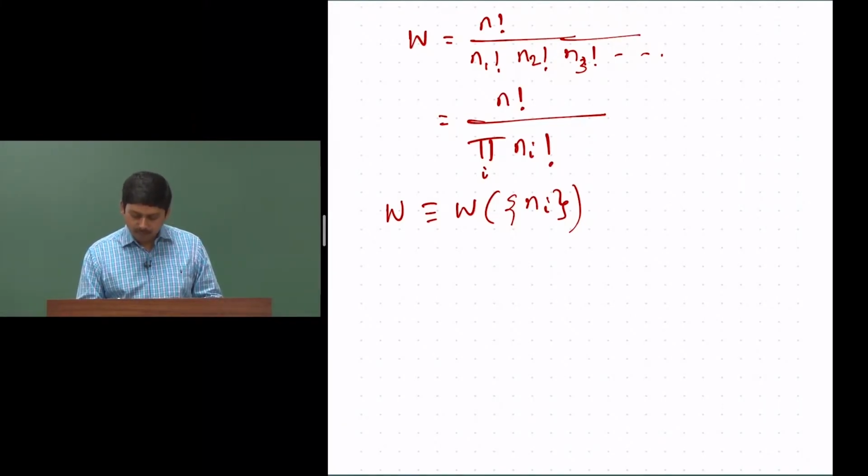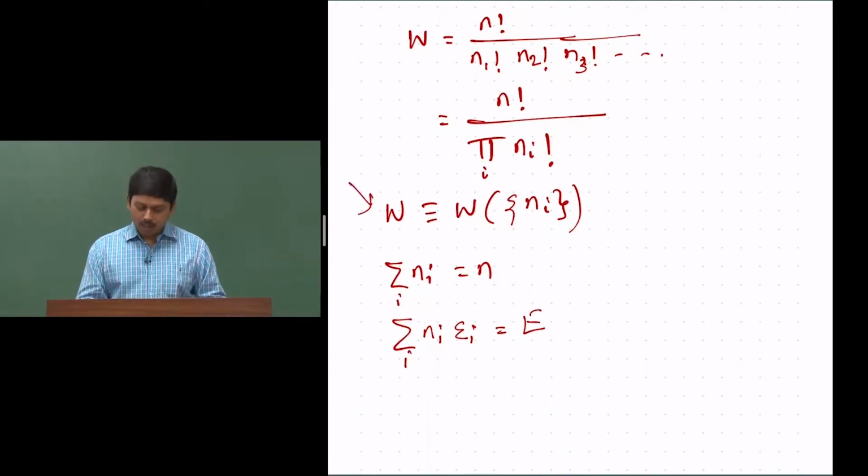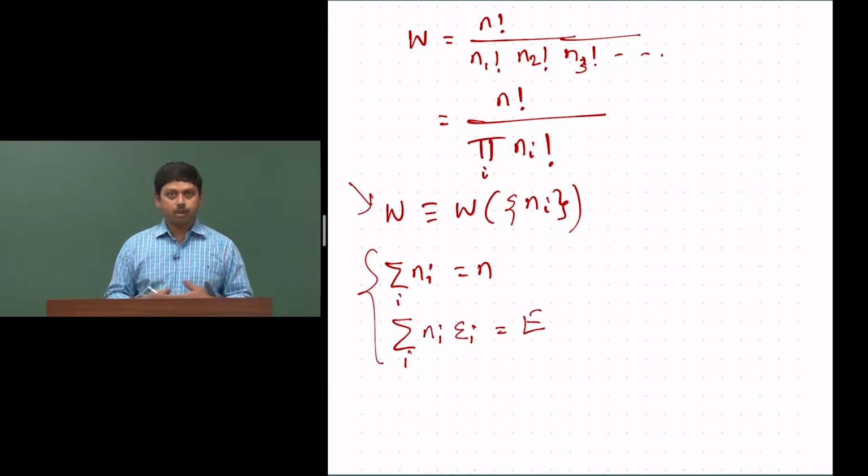One constraint is that the total number of particles, sum over i of ni, is N, which is a fixed quantity, and the total energy, which is the sum of ni ei, is some value E, that is also fixed. So, if we maximize this particular W under these constraints, then we can see what kind of W we are going to get, and that will be the most probable distribution. And as you have seen, that is enough for getting the statistics. So, that most probable distribution will be enough.